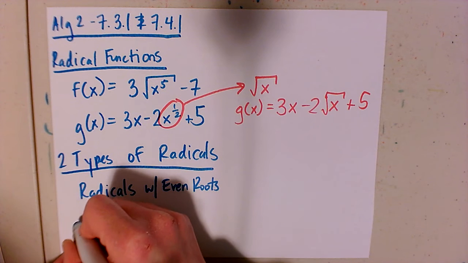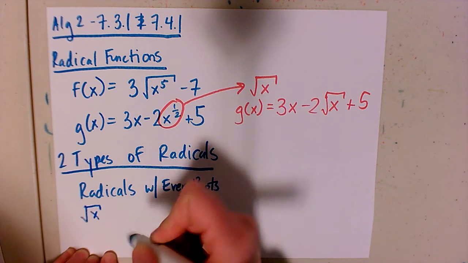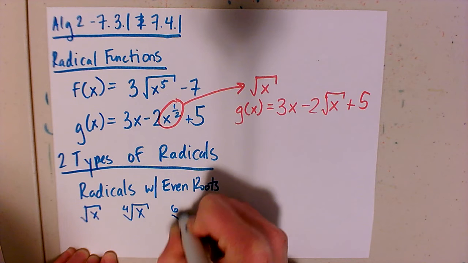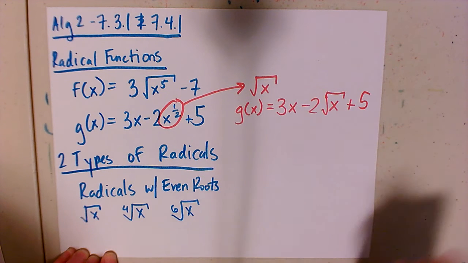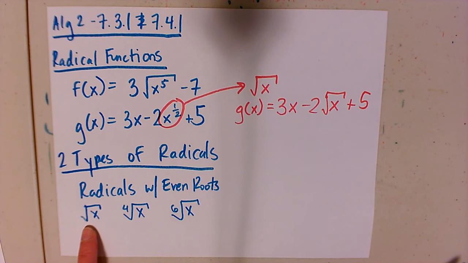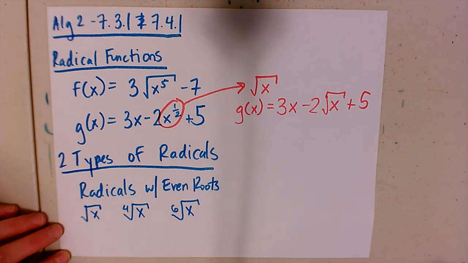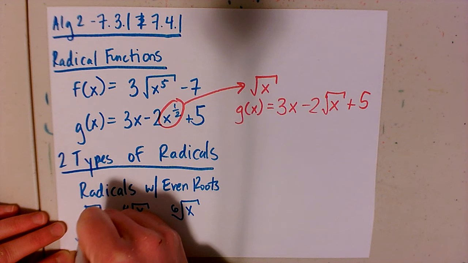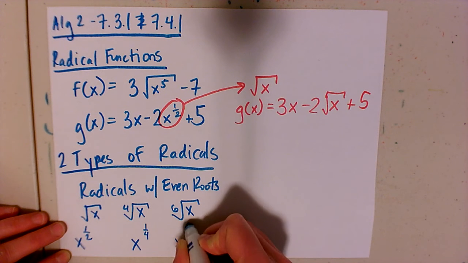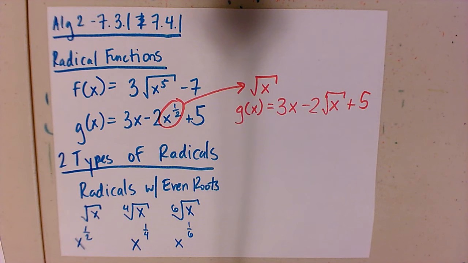and these include things like the square root of x, the 4th root of x, the 6th root of x, and so on and so forth, right? So even roots, their roots are even numbers. The square root of x, that has a root of 2, we just can't see it. And then all of these things can be written, we can rewrite these in exponential form. We have x to the 1/2, x to the 1/4, and x to the 1/6. Okay, so this is one type of radical, and that's going to make a difference in how we find our domain.